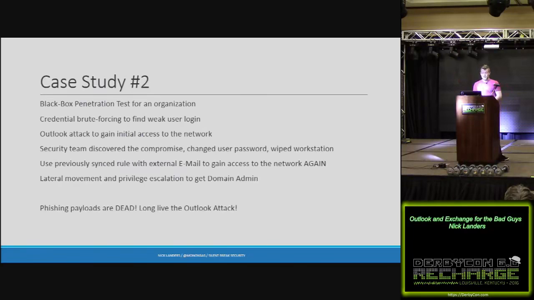Another one was another black box pen test for an org. We used credential brute forcing to find a weak user login. So I collected a whole bunch of target emails, brute forced against them to find a user who had like summer 2016 as their password, used Outlook access to pop their box, and then again, lateral movement and privilege escalation to domain admin. And in the middle, their security team discovered the compromise. They told the user to shut down his box. He came back into the office. They reset his password, blew away his machine, actually moved him to an entirely new computer. The next Monday, I shoot an external email and pop his box again, and we're back to business inside of their network. So that was a good example of how the persistence technique can be used to persist across IR wipes.